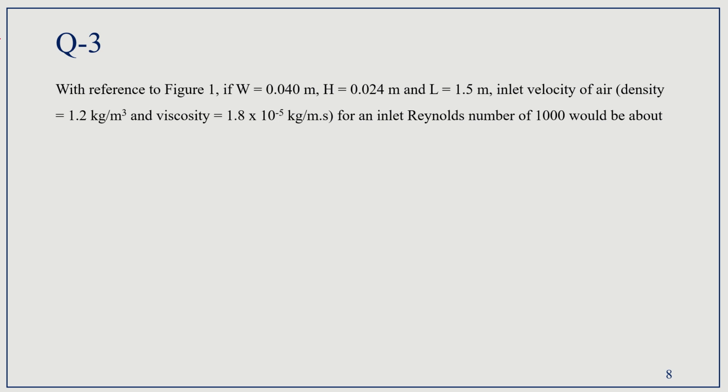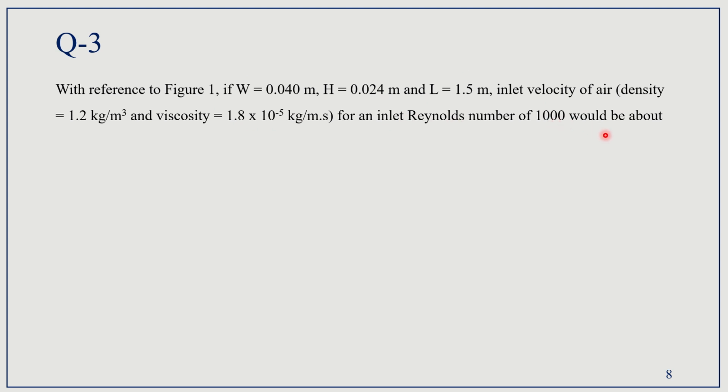So it is mentioned that with reference to figure 1, which is the case given in this particular problem, if W is equal to 0.04 meter and H is equal to 0.024 meter, length is 1.5 meter, inlet velocity of air whose density is 1.2 kg per meter cube and viscosity is 1.8 into 10 power minus 5 kg per meter second, for an inlet Reynolds number of 1000 would be about.